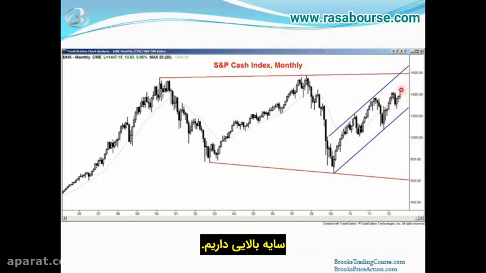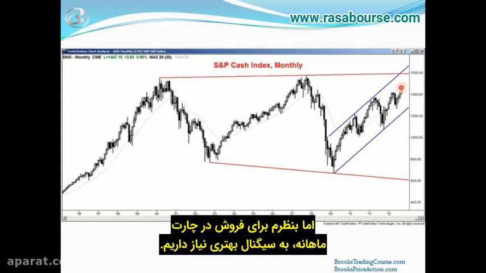The tail on top, yesterday was the last day of the month. Tail on top, so we might be having a little pullback, but I think the monthly bears need a better sell signal.